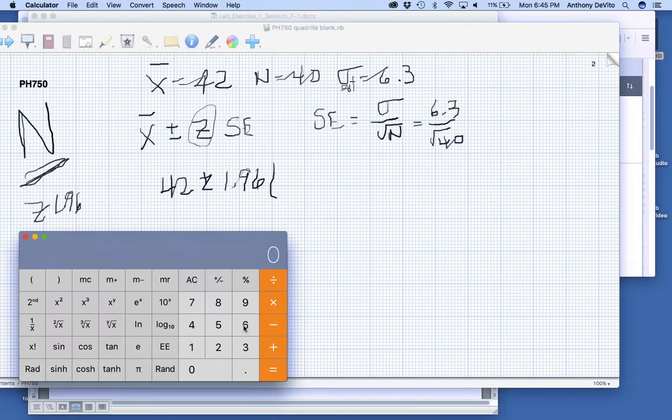I'm going to clear this out. 6.3. Oh, hang on a second here. Let me do the square root of 40 first. 40 square root. I'm going to put that into memory. Let me try this again. 6.3 divided by the square root of 40. So that's going to be equal to roughly 1, right? I got a little lucky this time. Now, I'm going to take that standard error and multiply it by 1.96, so I'm going to do that right now.